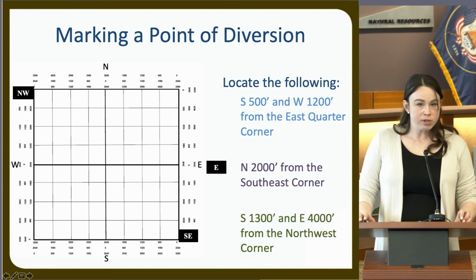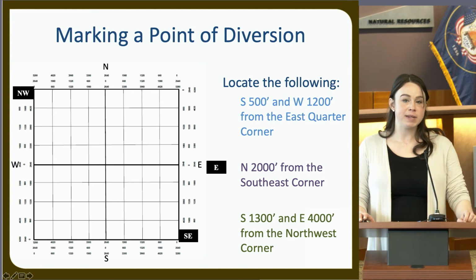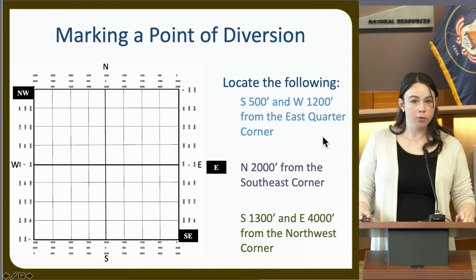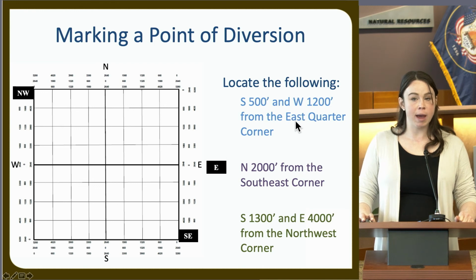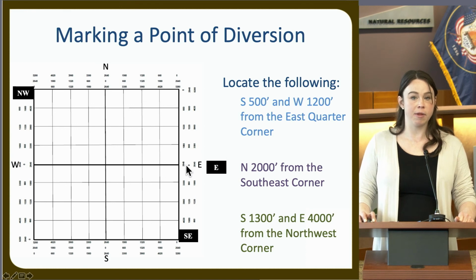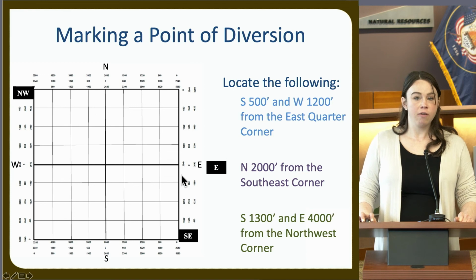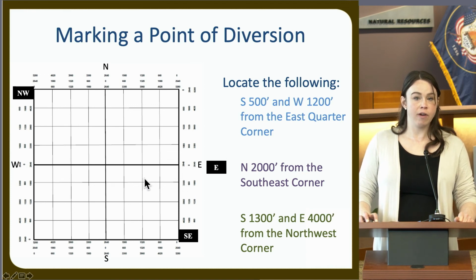All right, so it's most helpful just to see these mapped out. It's easiest to grasp when practicing PLS. So everything is read in reverse, and so it'll be mapped in reverse. So I'm going to start, for example, in this blue example, at the east quarter corner. So here I am at the east quarter corner. I'm going to go south 500 feet, and then I'm going to go west 1,200 feet. Mapping just about here.